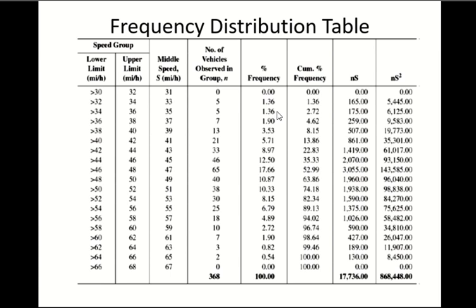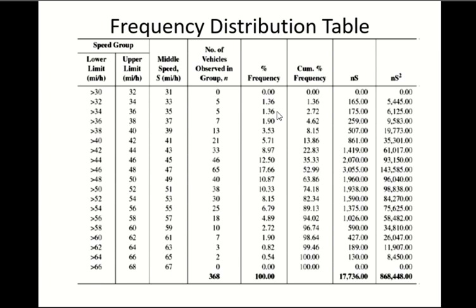Then we have the observations in each group. The first group has how many observations? 0. So they did not observe any driver who was between 30 and 32. The next one has 5 observations. They saw 5 drivers who are between 32 and 34. Clear? Okay. Moving to the next column, which is percentage frequency.